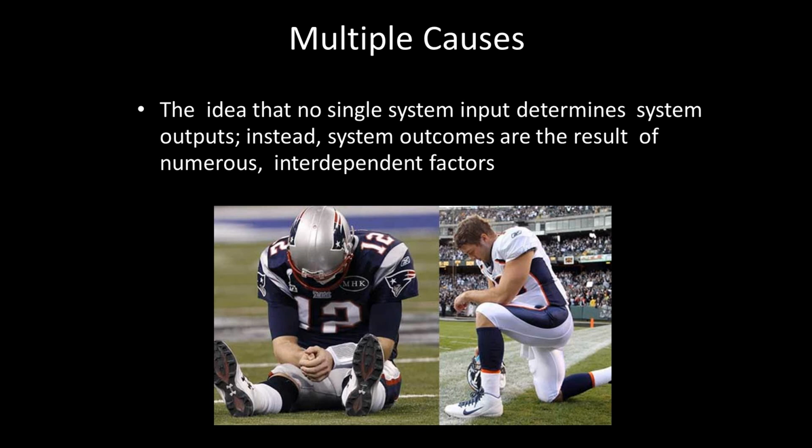And this brings us to this idea of multiple causes. Multiple causes means no single system input determines the system outputs. Instead, system outcomes are the result of numerous interdependent factors. So this can be seen as there are multiple reasons that a group will succeed or fail. Something to think about: pick your favorite sports team from a previous sports season, and think about the different things that happen to that sports team and that sports team does that make it successful while another sports team might be unsuccessful, or vice versa. What factors led to that success or failure?